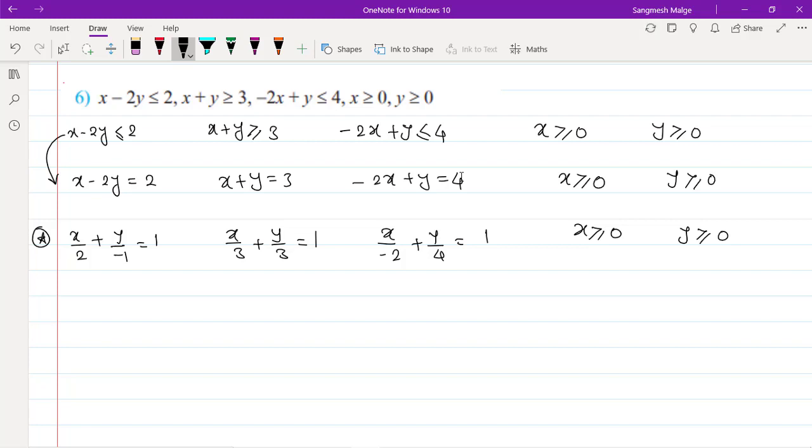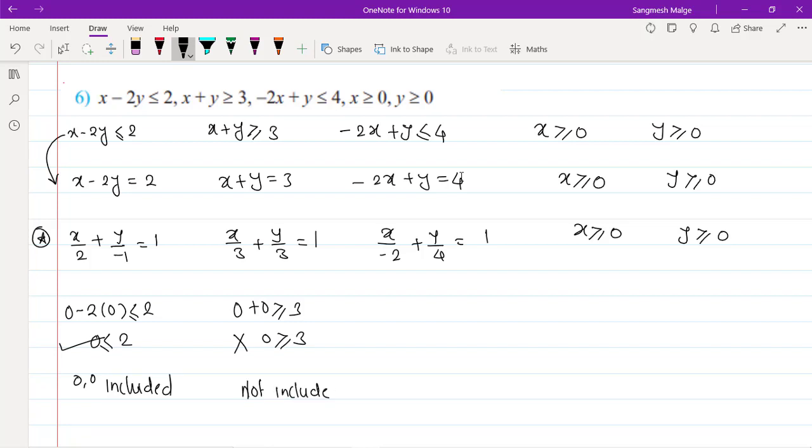Let's check whether the origin is included or not. Substitute 0, 0 in the first inequation. So 0 minus 2 into 0 less than or equal to 2. So 0 less than or equal to 2 is satisfied. So 0, 0 is included in the solution set. What about the second? 0 plus 0 greater than or equal to 3. 0 greater than or equal to 3, not satisfied. So it is not included in the solution set.